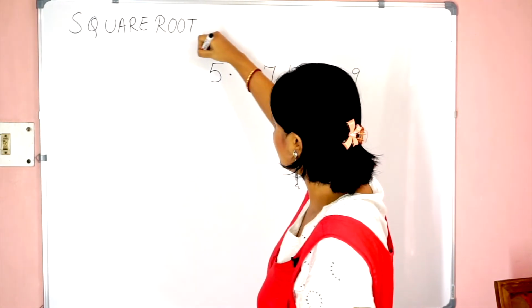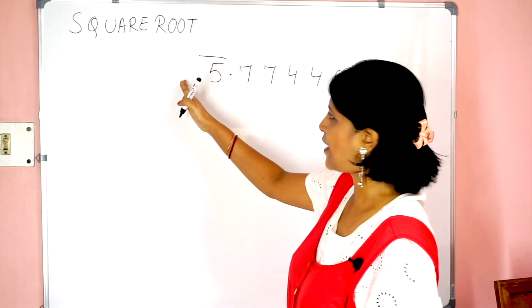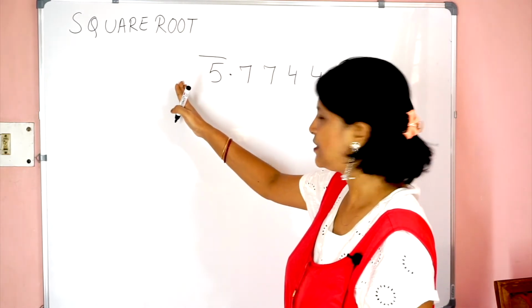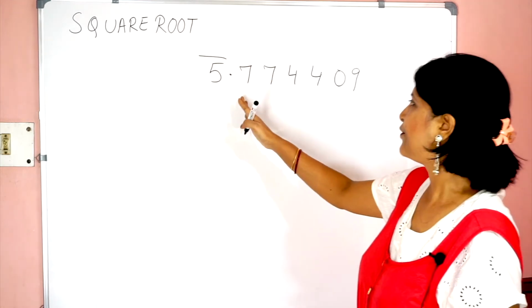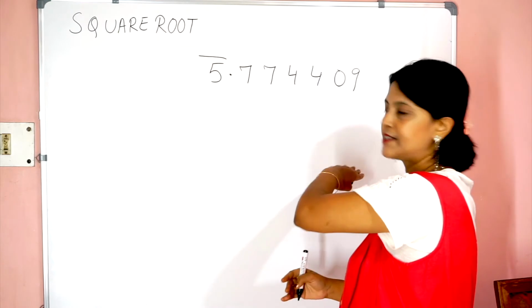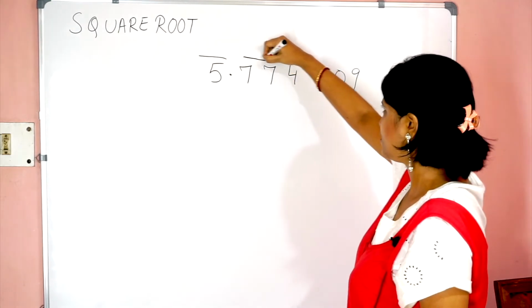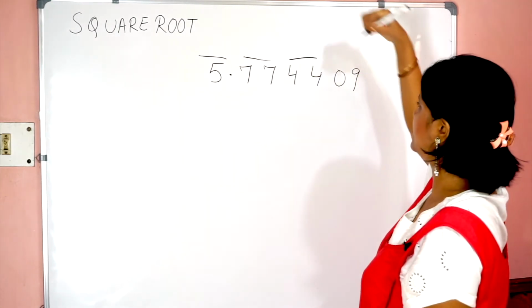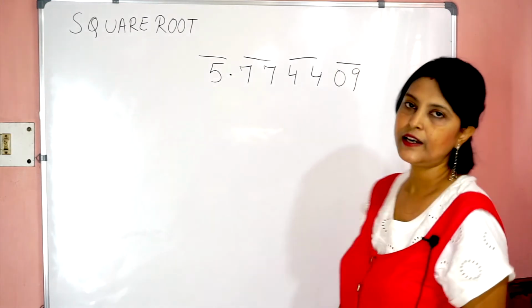So in this way, from this side to this side, you can see before 5 we have no digit, means we have 0. So this is one pair, and for the decimal part we will start grouping from the left side to the right side, taking 2 digits at a time. So this is the first group after the decimal, this is the second group, and this is the third group.